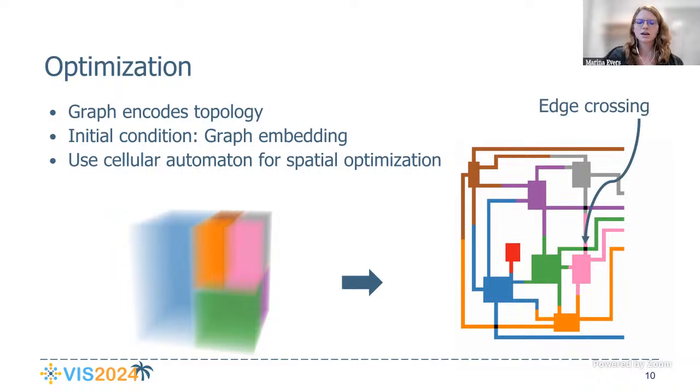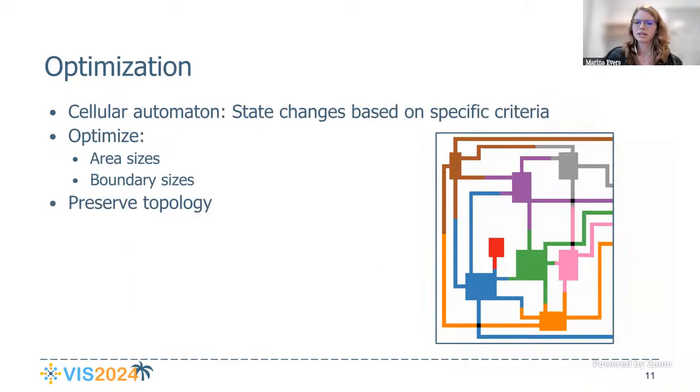Here, as our graph is in high dimensional space and we embed it in 2D, it's not necessarily planar. So we might end up with edge crossings, which we assign to a special state in our cellular automaton. And then for the optimization, we basically change the states of our automaton based on specific criteria, which are influenced by the neighboring cells' states. Here we define our criteria in a way such that we optimize the area sizes as well as the boundary sizes. And also in each iteration step, we make sure that we preserve the topology.